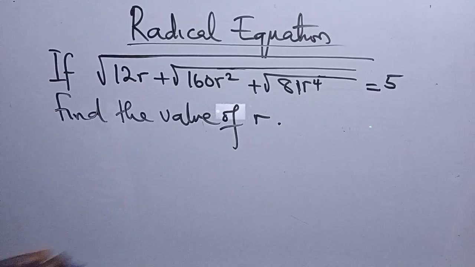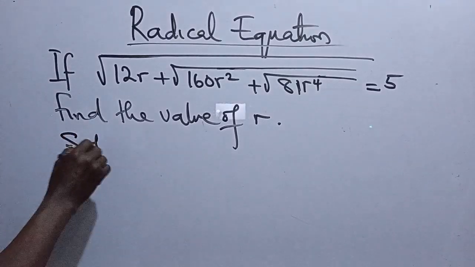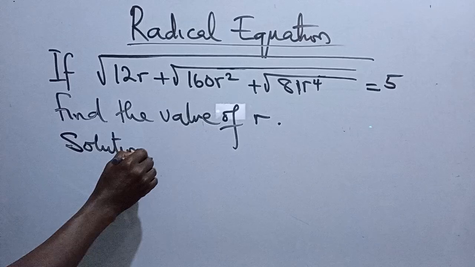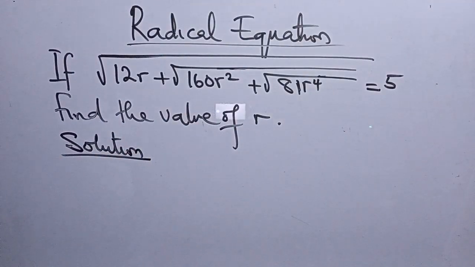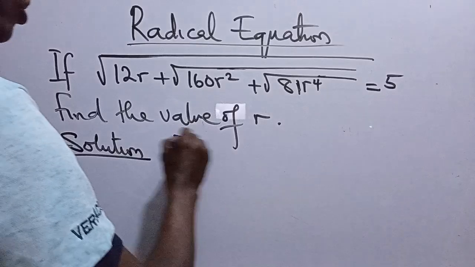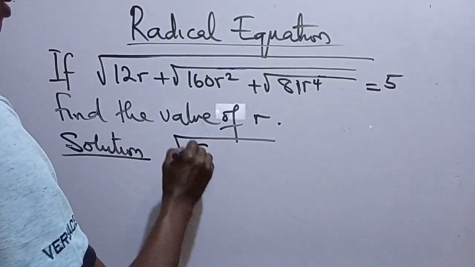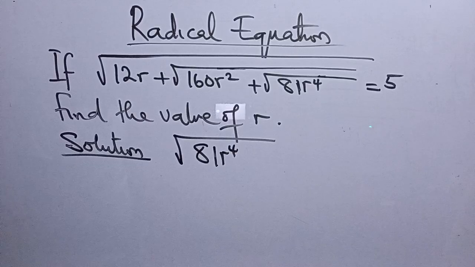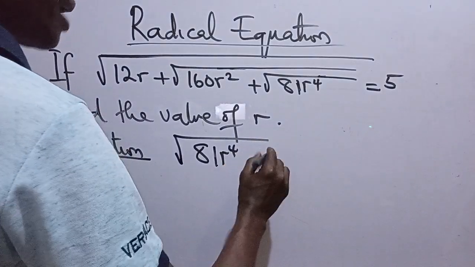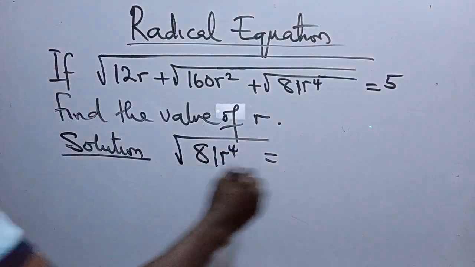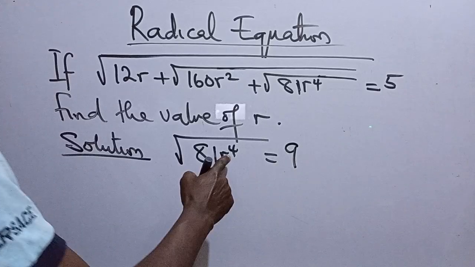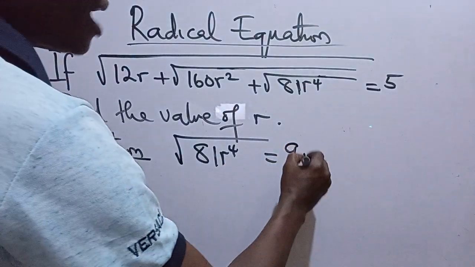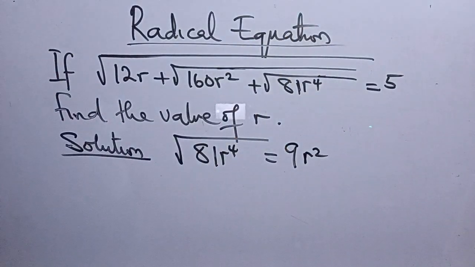Now, how do we solve this? Let's try and see how this can be solved. Let's pick the innermost square root. The innermost square root is what? Root 81r raised to power 4. So we start with the innermost square root. And so the square root of 81 is what? 9. While the square root of r raised to power 4 is r raised to power 2. I hope that you understood that.